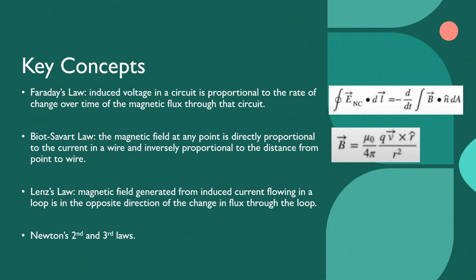We also have Lenz's law, where the magnetic field generated from induced current flowing in a loop is always opposite in the direction of the change in flux through a loop. And finally, we'll be implementing Newton's second and third laws. Some of the equations we'll be using are on the right-hand side of the slide.